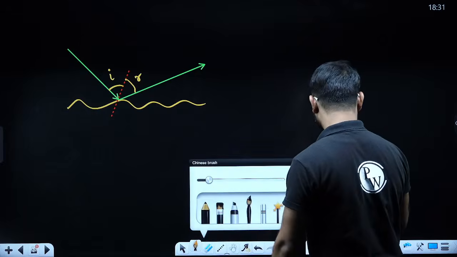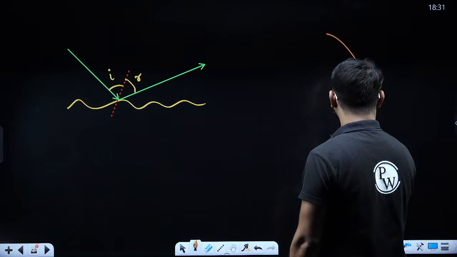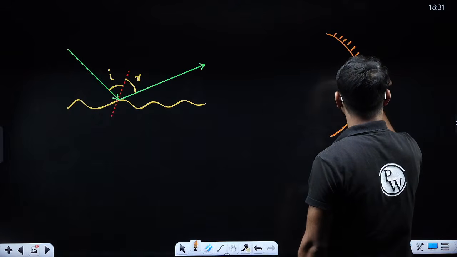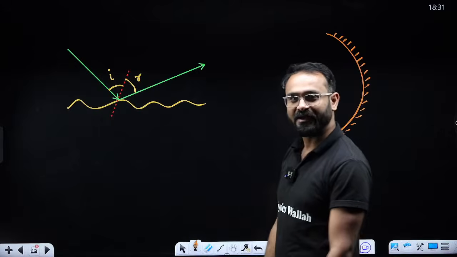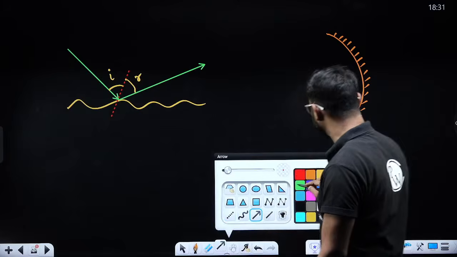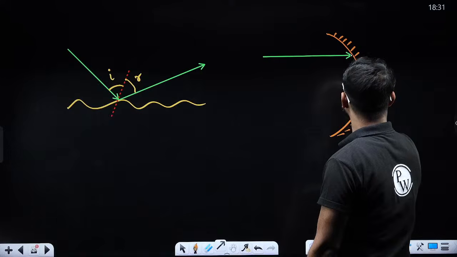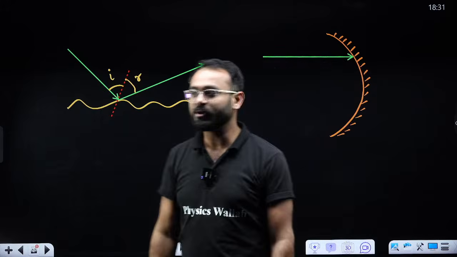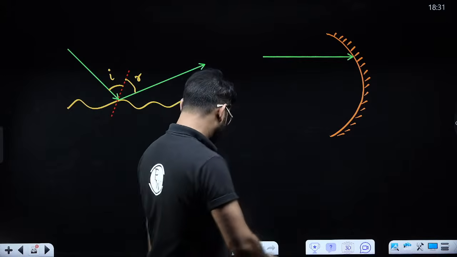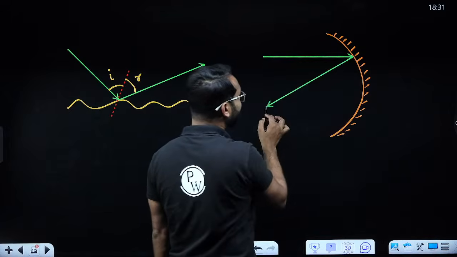The interesting one. Maybe you are having a curved surface. I'm taking an example of a spherical mirror, that is a concave mirror. Fine. Now the light is going to strike over here. Now the light is going to strike at this place. What is going to happen? It is going to reflect back for sure. So it is reflecting back.